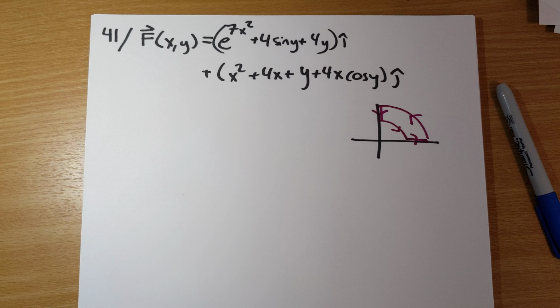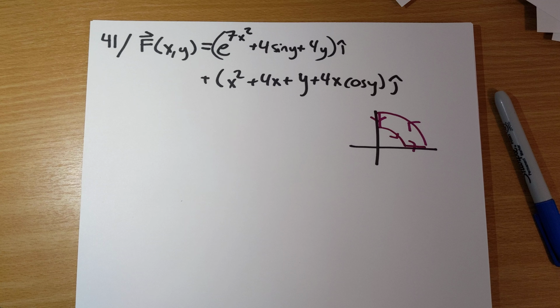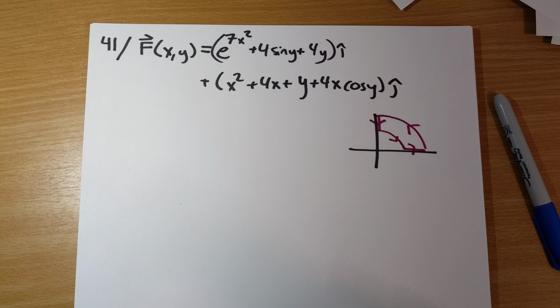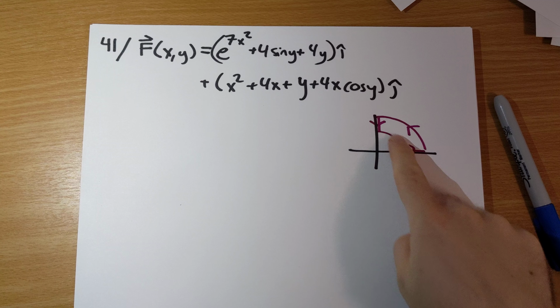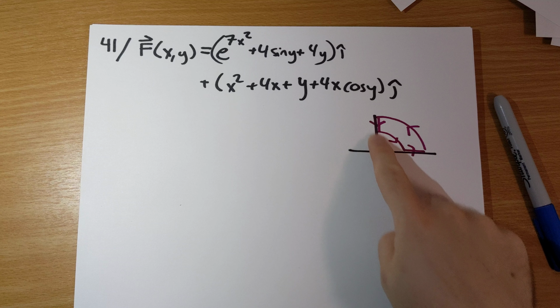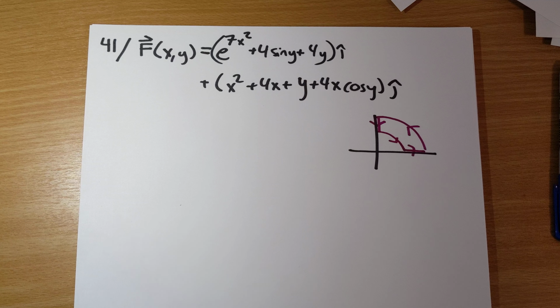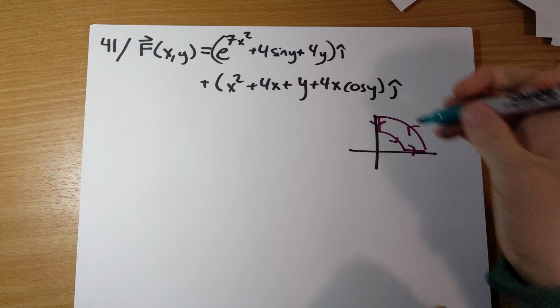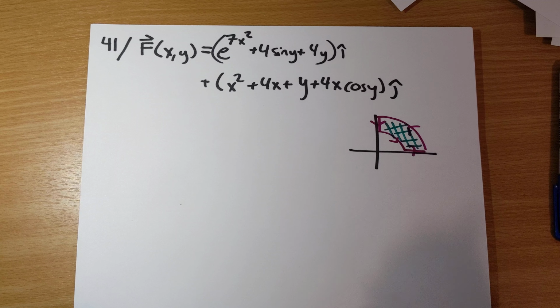Problem number 41. F of x, y is equal to this vector field here. We're asked to integrate f along the boundary of this annulus right here, this kind of macaroni shaped region. We're finding the circulation of f along C. And specifically, we're told to do this using Green's theorem.